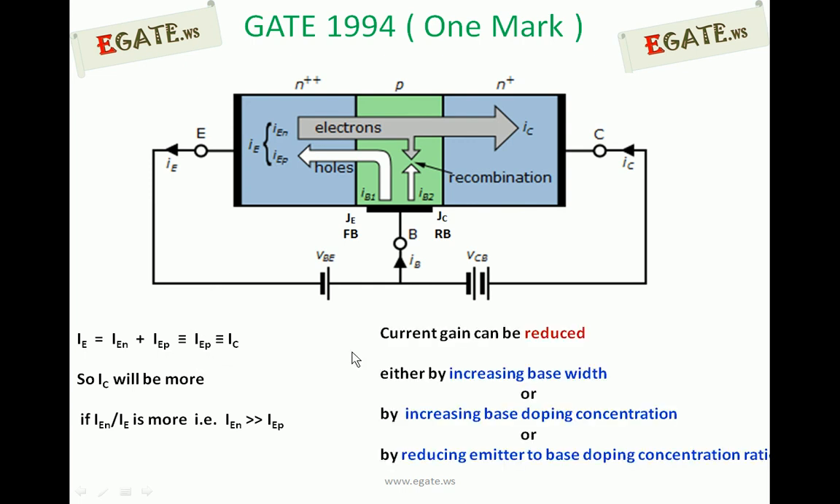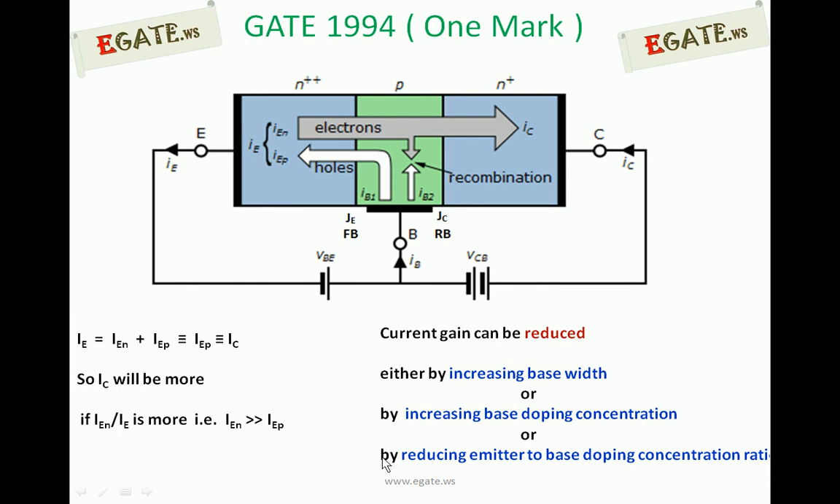Next, current gain can be reduced either by increasing base width. If base width increases, the number of recombinations taking place increases, so the collector current reduces because base current is increasing. And next, by increasing base doping concentration. If you increase the base doping concentration, more recombinations take place in the base, so fewer electrons reach the collector side, so collector current is going to reduce. That is, the current ratio IC by IE gets reduced.